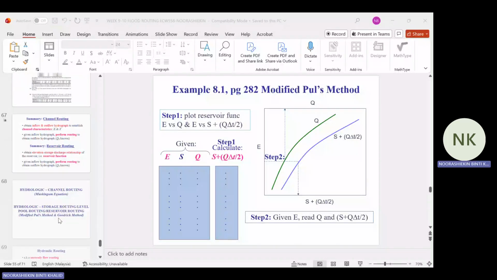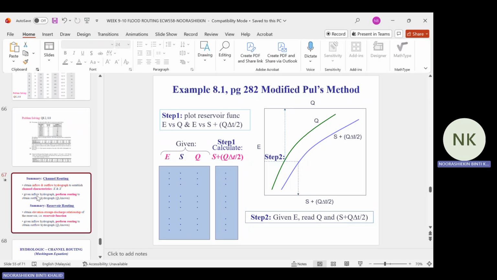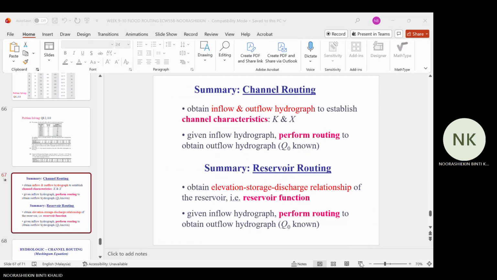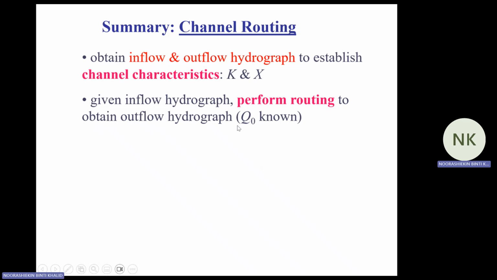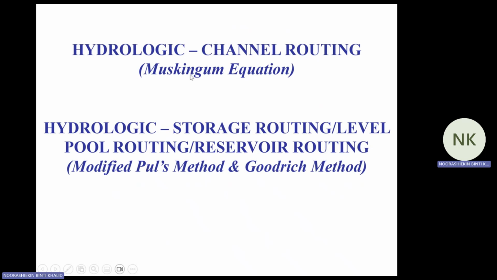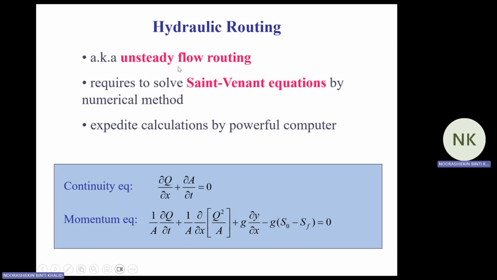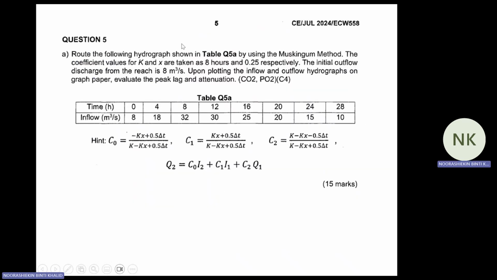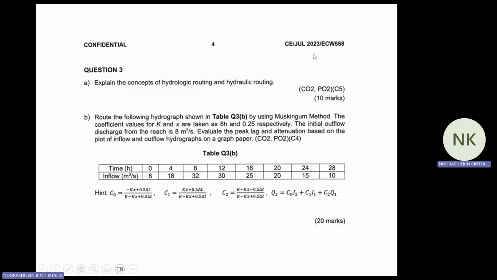Lastly, before we end, this is the summary for channel routing. Right, so we already found this one. Hydrologic routing uses the Muskingum equation. For storage routing and level pool routing, reservoir routing, you use the modified Pool and Goodrich method. Right, so for hydraulic routing, it uses the Saint-Venant equation. It's powerful for computers, for software. Right, so these are past year's questions. July 2024, and then another one, July 2023.